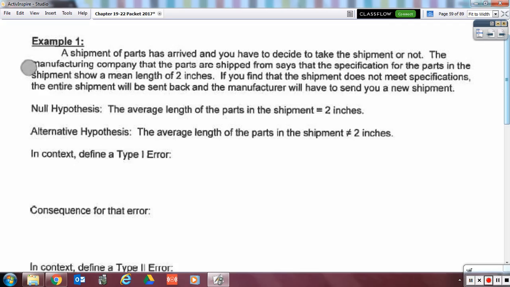All right, the manufacturing company that the parts are shipped from says that the specifications for the parts in the shipment show an average length of 2 inches. So mu is the average length of the parts in the shipment, and the company claims that they are 2 inches long. On the homework you will define the parameter. So mu is the average length of parts in the shipment.